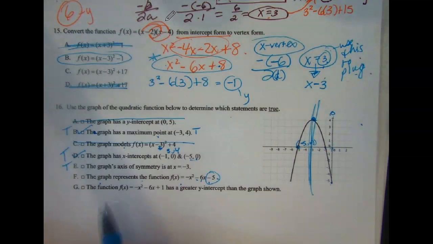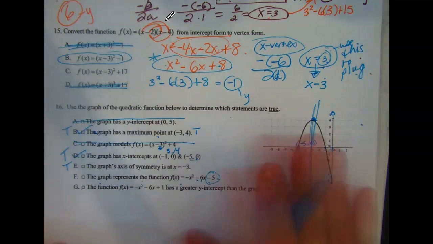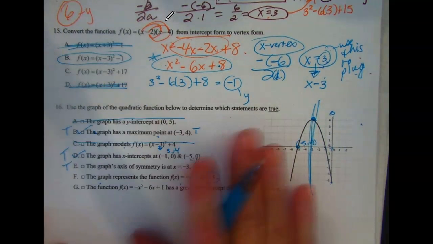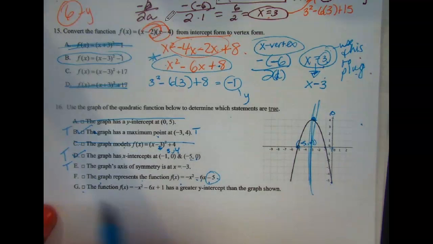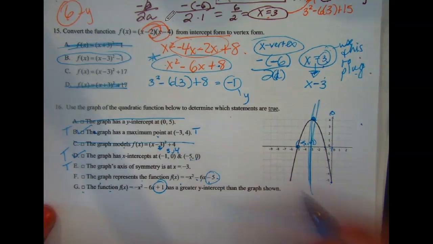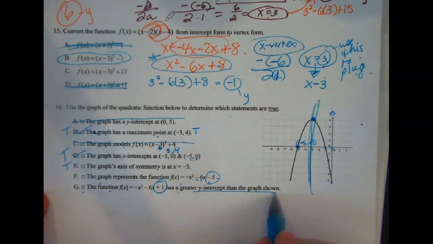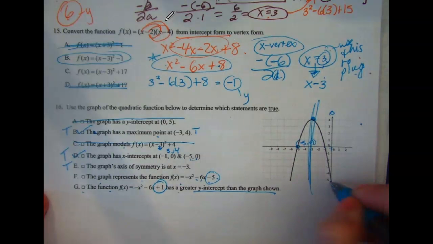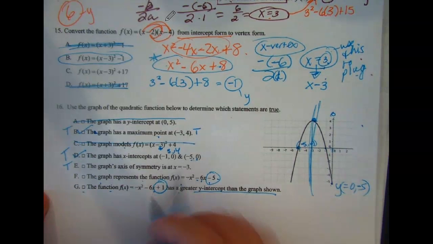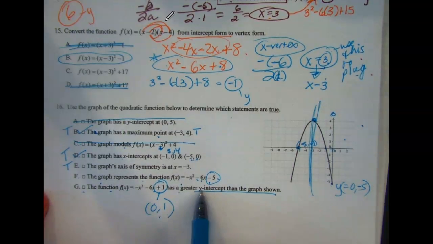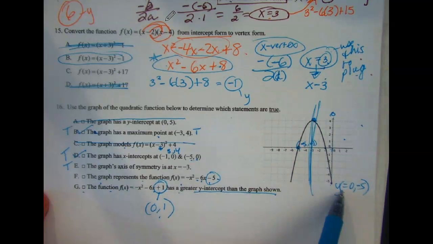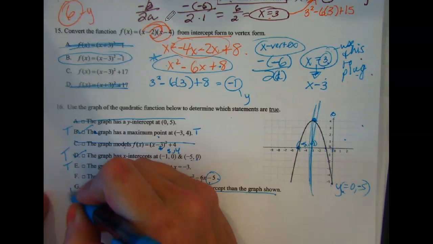And then the last one, and just to let you know, on the test, there's not going to be as many you have to go through that are true. It might only be 1 or 2, hint, hint. And then this one, the function here, negative x squared minus 6x plus 1, has a greater y-intercept than the graph shows. So the y-intercept here is 0, -5. This would be a y-intercept of 0, 1. So actually, this one is true. It is greater than an intercept of -5. So this would also be true.